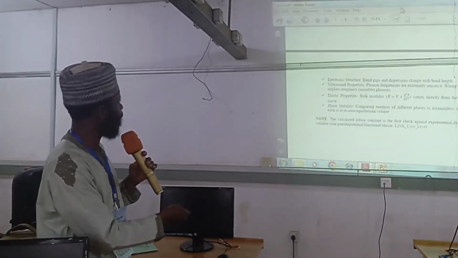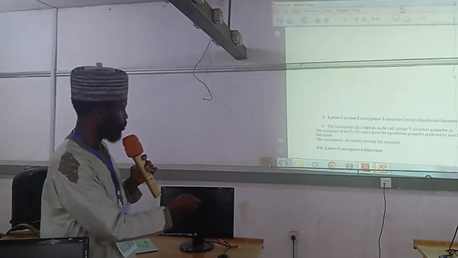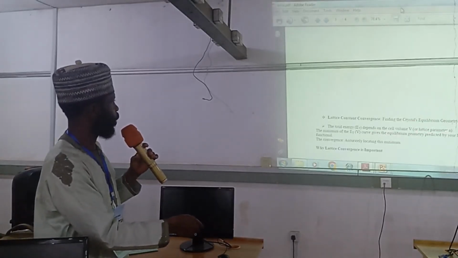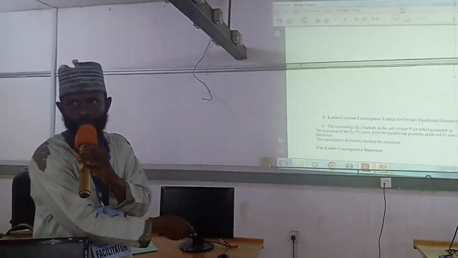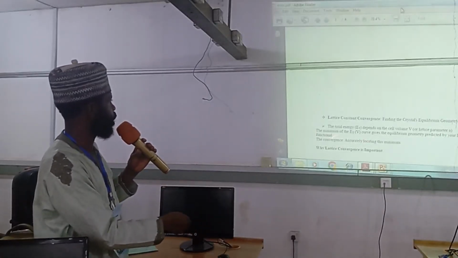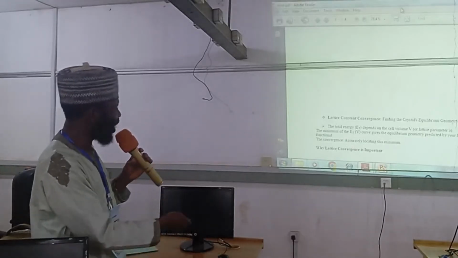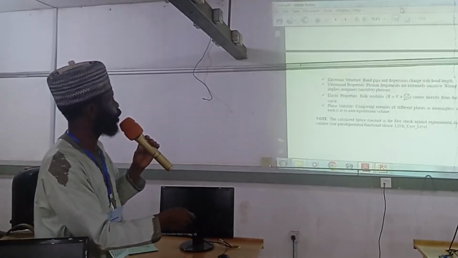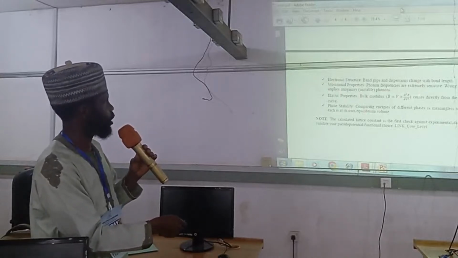Now we also have lattice constant convergence, finding the crystal equilibrium geometry: the total energy versus cell volume or lattice parameter, if it is cubic. The minimum energy gives the equilibrium geometry predicted by DFT. So why is lattice convergence very important? Band gap and dispersion change with bond lengths. Vibrational properties or frequencies are extremely sensitive.